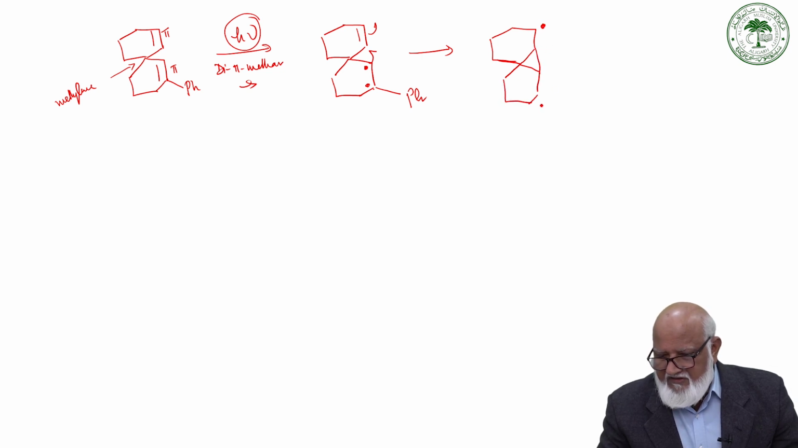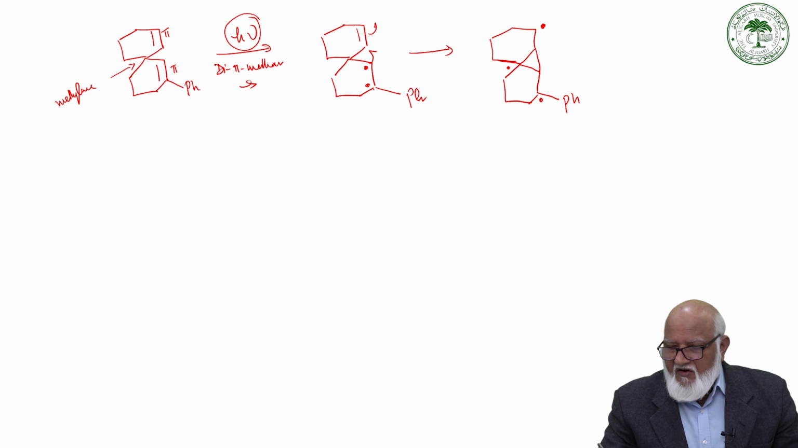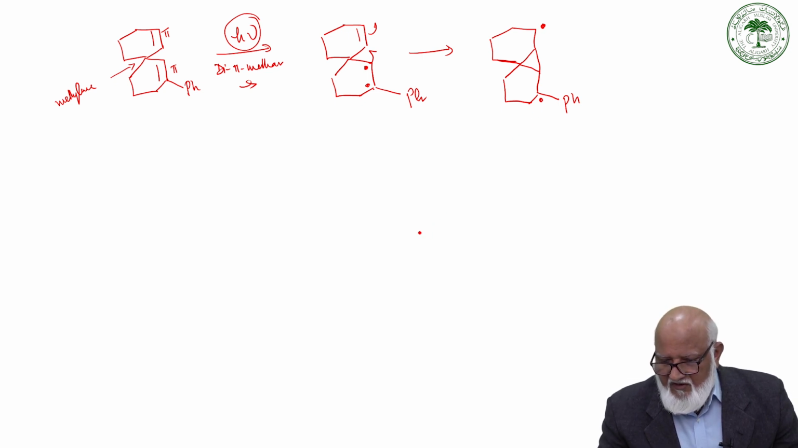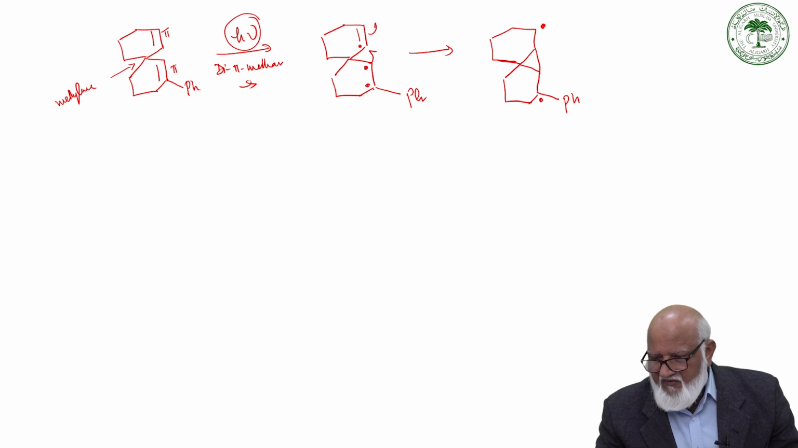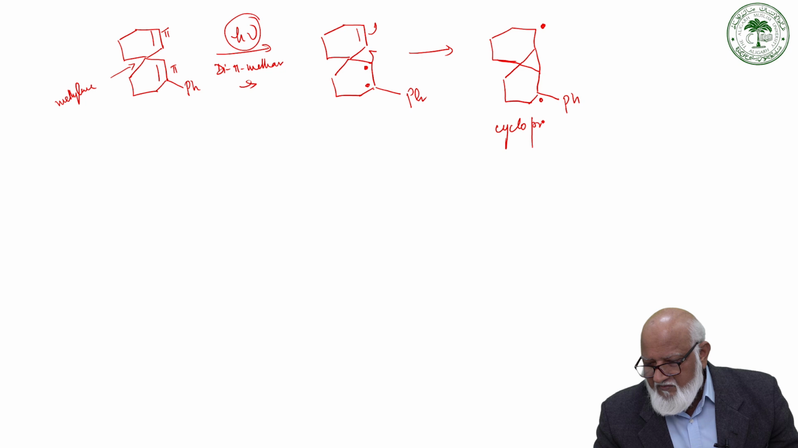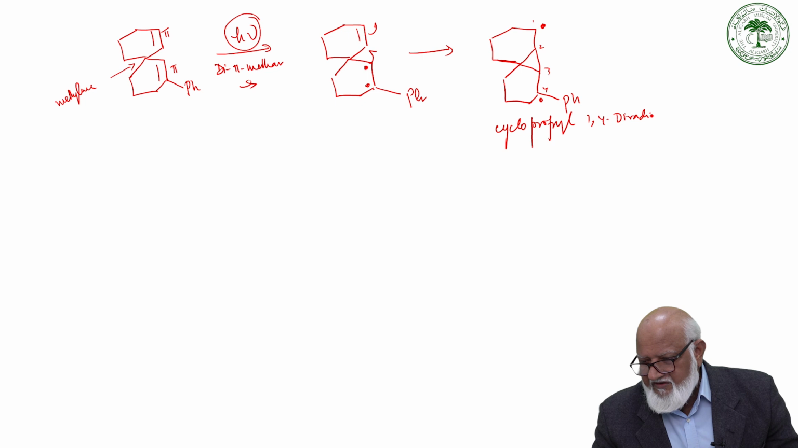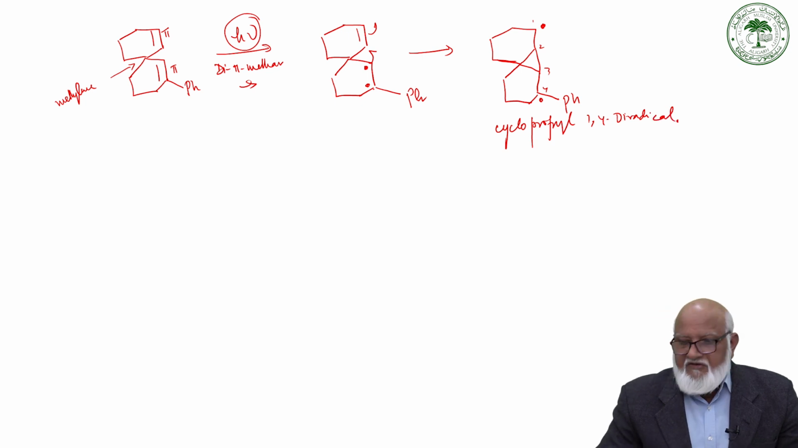So this is the cyclopropyl 1,4 diradical, numbering 1, 2, 3, 4, or we can just number 1, 2, 3, 4 from here. The diradical is the main intermediate.